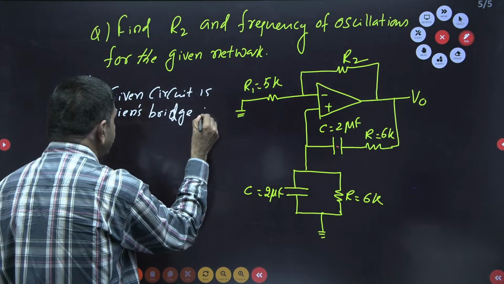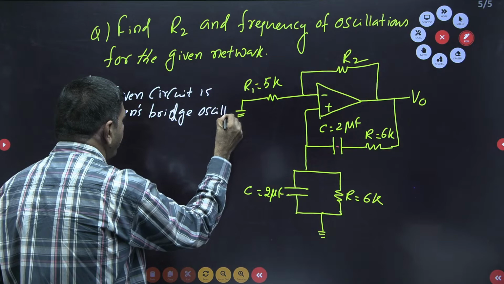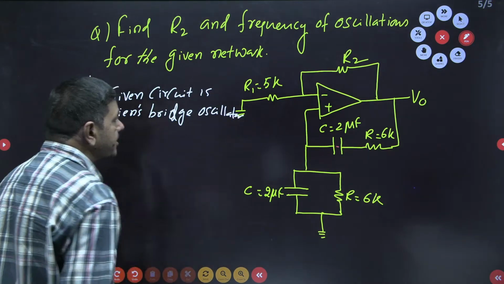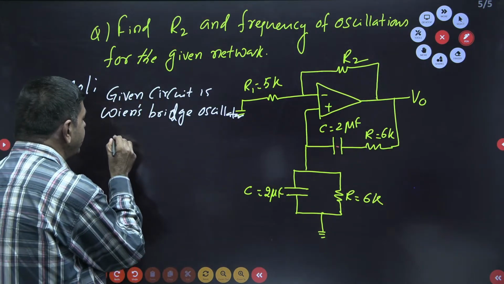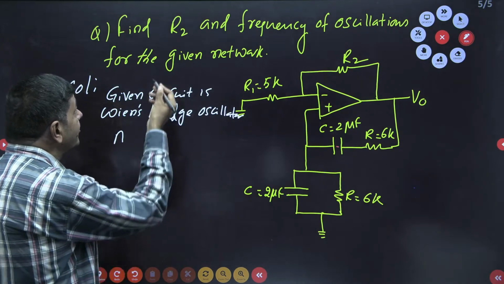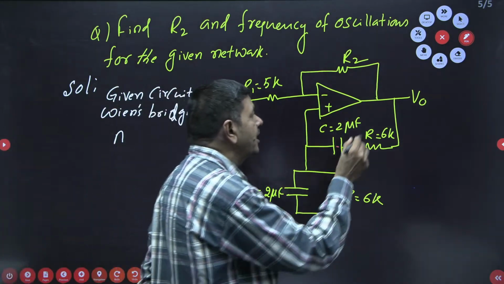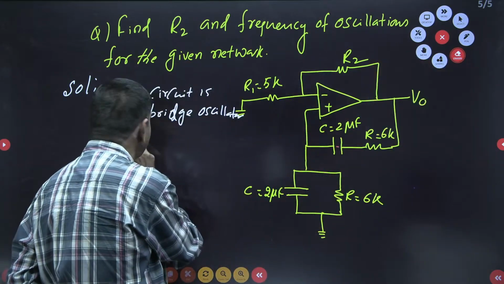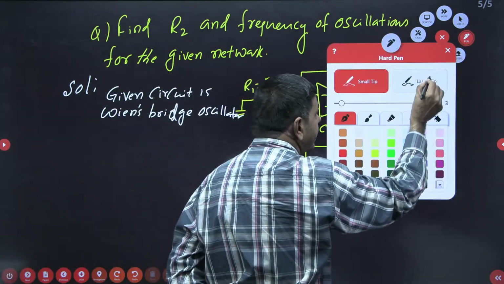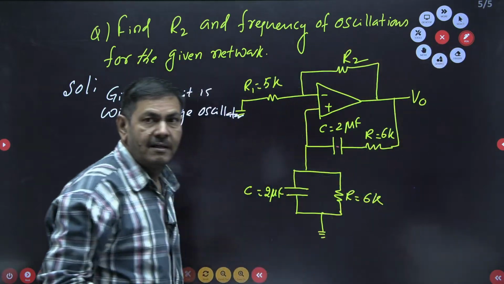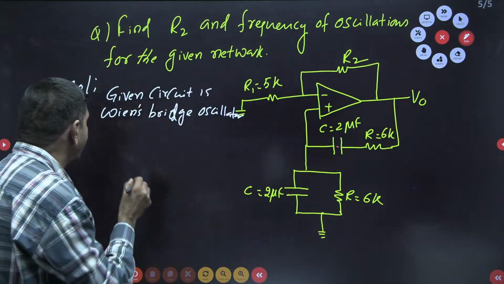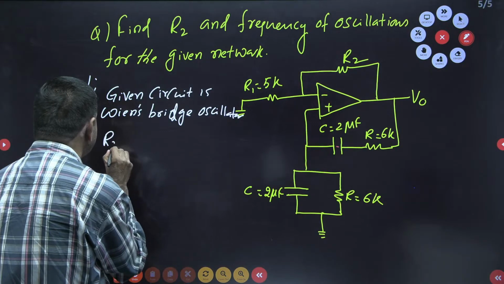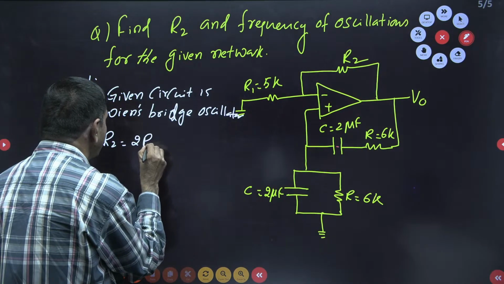Wien bridge oscillator, no doubt. In the Wien bridge oscillator, you know very well, A equal to, we know, what is A? Directly you can find R2 equal to, we know the formula, 2 times R1. R2 equal to 2 times R1, you know very well. That formula, I derived already, just now I derived. Directly you can write 2 times R1 only.